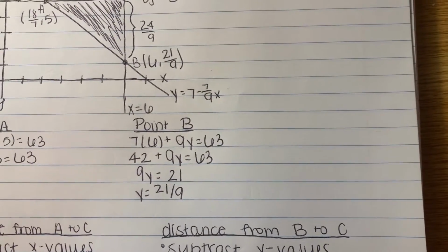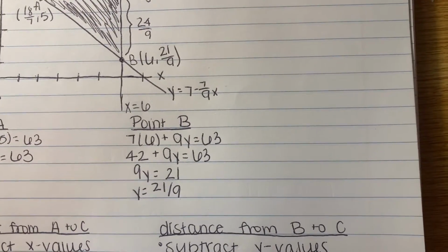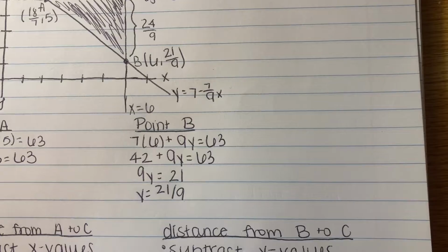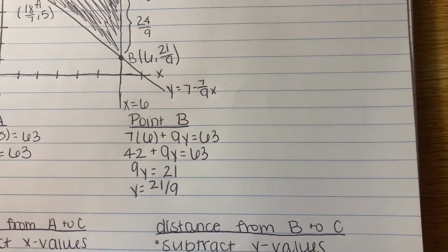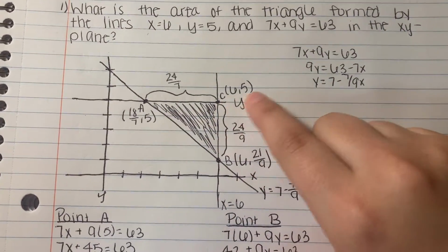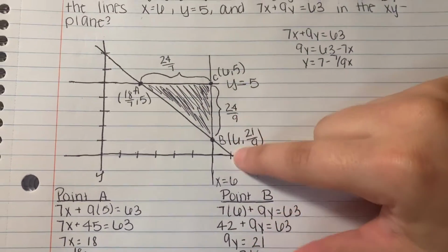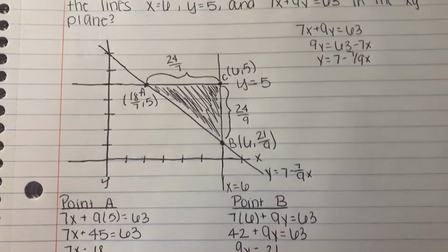For point B, instead of it intersecting the line with y equals 5, it intersects x equals 6. So we're going to do the same thing, but we're going to plug 6 in for x and solve for y. So we get 7 times 6 plus 9y equals 63. And that gives you that y is equal to 21 over 9. And point C is actually just going to be 6, 5 because it's the intersection between x equals 6 and y equals 5. So that was an easy one.